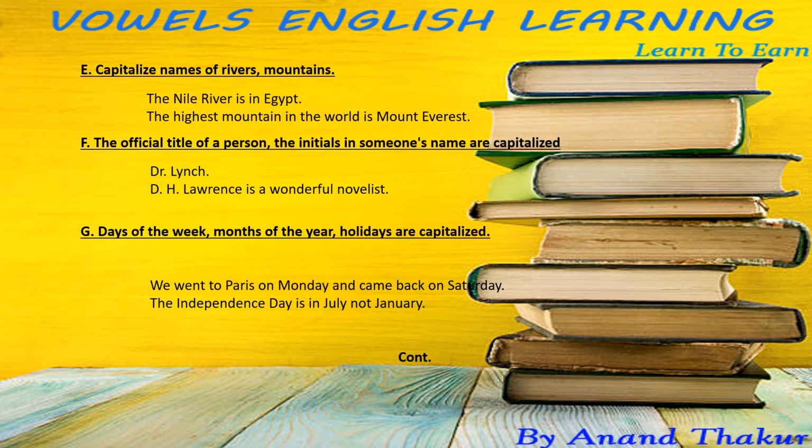Similarly, the months of the year. The Independence Day is in July, not January. July and January are names of months, so the first alphabet should be in capital, that is J and J. And Independence Day is a holiday, a government approved holiday. So the first letter of a government approved holiday should be in capital letter, so I and D should be capital.